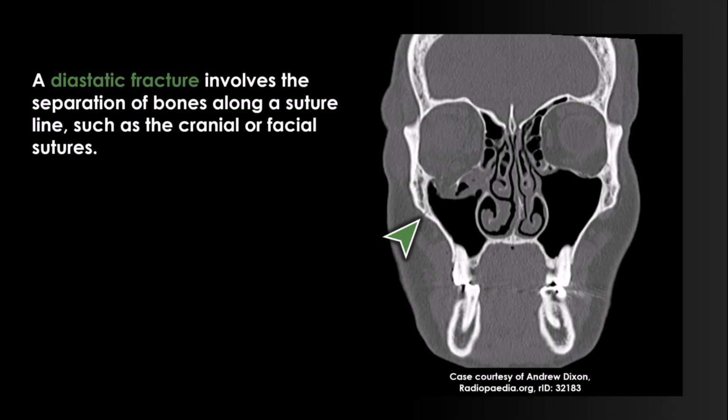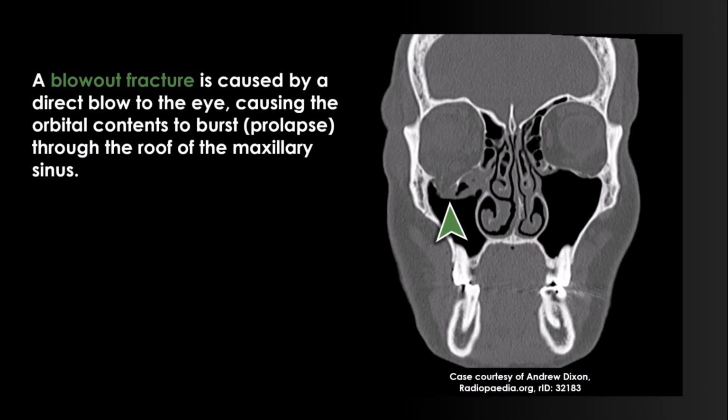This fracture in the roof of the maxillary sinus is also given a special name. This is called a blowout fracture. A blowout fracture is caused by a direct blow to the eye, causing the orbital contents to burst or prolapse through the roof of the maxillary sinus. This image demonstrates the normal appearance of a blowout fracture. The soft tissue contents of the orbital cavity have prolapsed into the maxillary sinus.